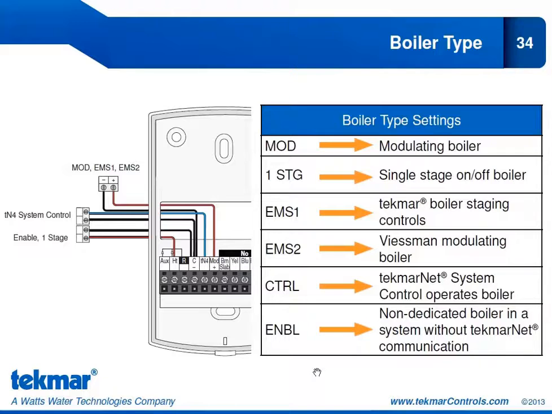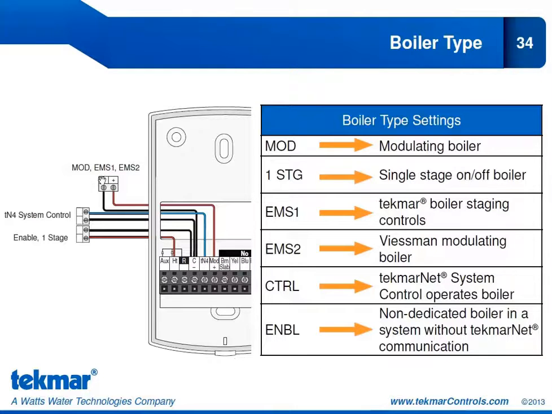Now enable is for when you select application mode mix and you are not using TechMar communication. So in this instance the heat relay will close whenever the mixing device is increasing and reaches a position or speed of 10%. The heat relay is going to open when the mixing device decreases and reaches a position or speed of 5%. And on the left-hand side, we're showing you the wiring for these different boiler type configurations.